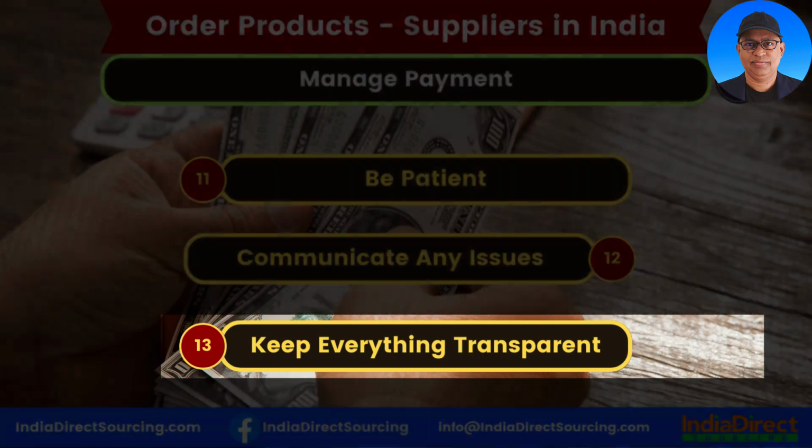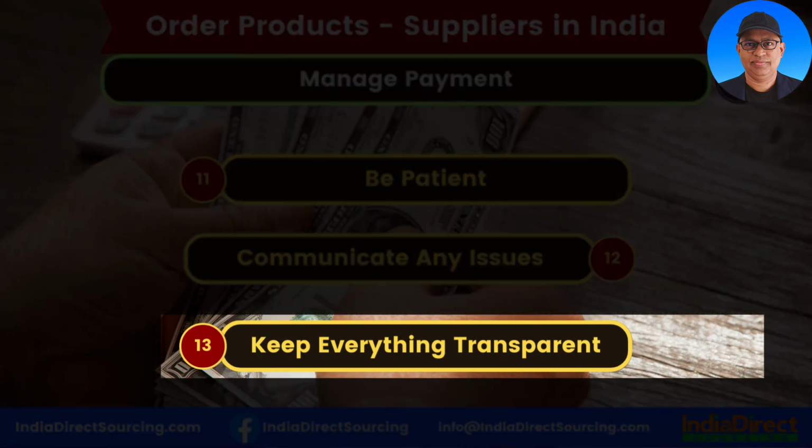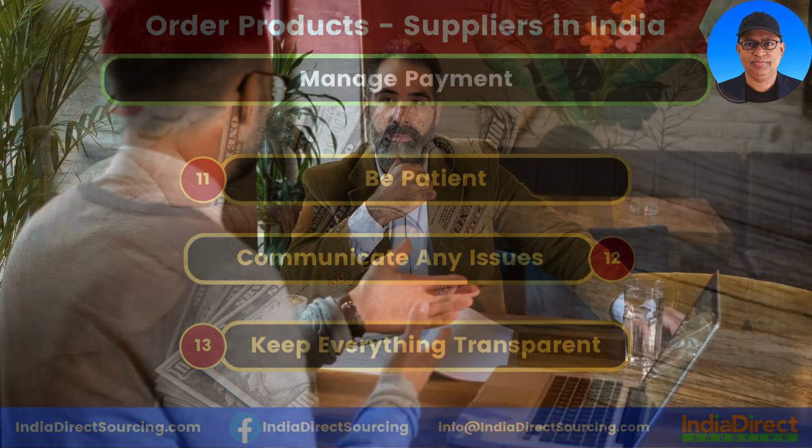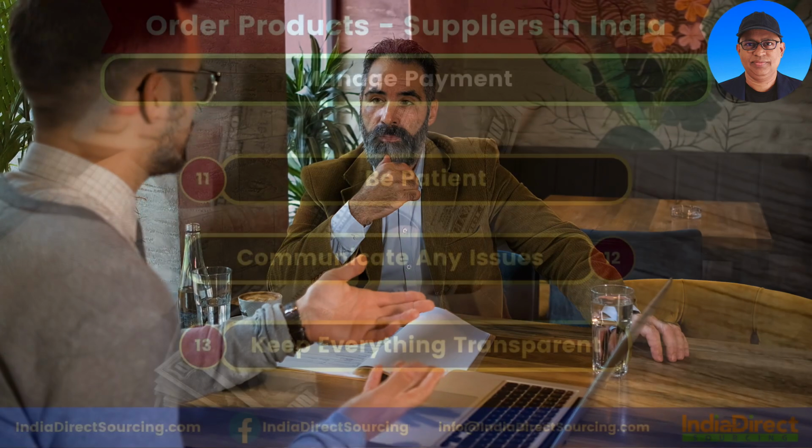Step 13 is keep everything transparent. Transparency is important. Make sure you and your supplier are on the same page about payment and terms, so that there would be no differences between you and your supplier.